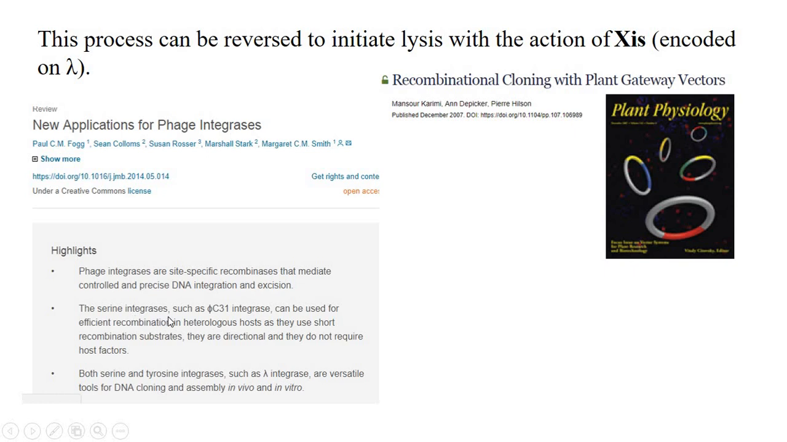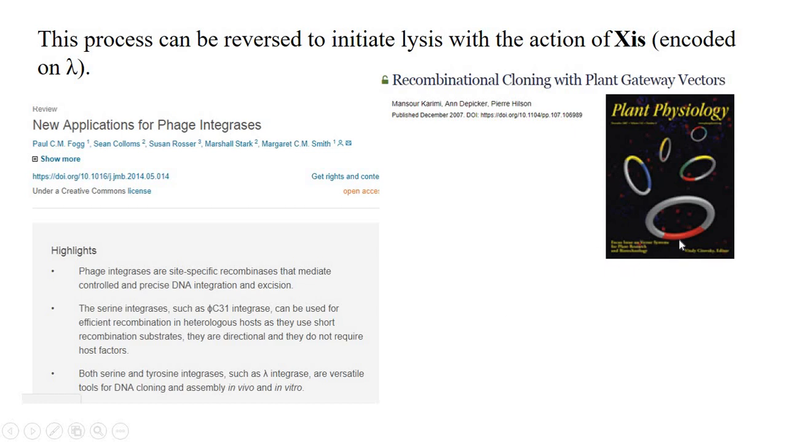Serine integrases are not very well understood, and there are very few that have been studied. These are efficient in recombination in heterologous hosts, so different hosts, and because they use very short recombination substrates, they're directional and they do not require host factors, just like Cre. They are used wherever they have been studied. They have been used as a tool.